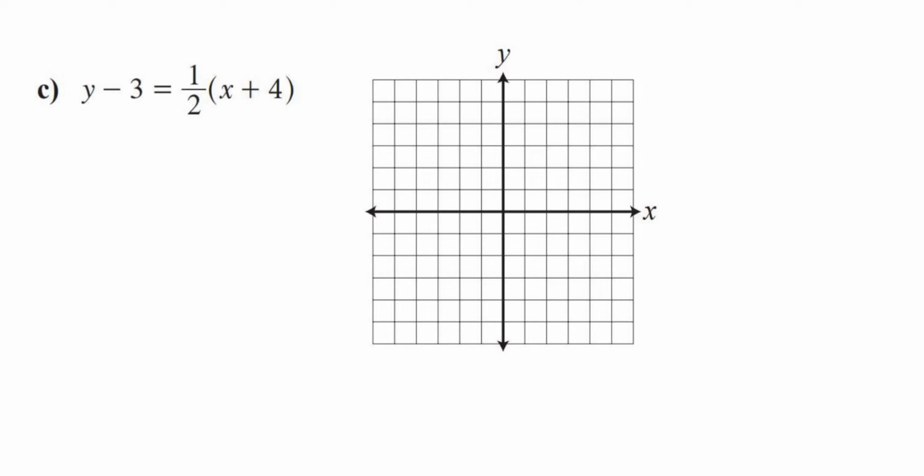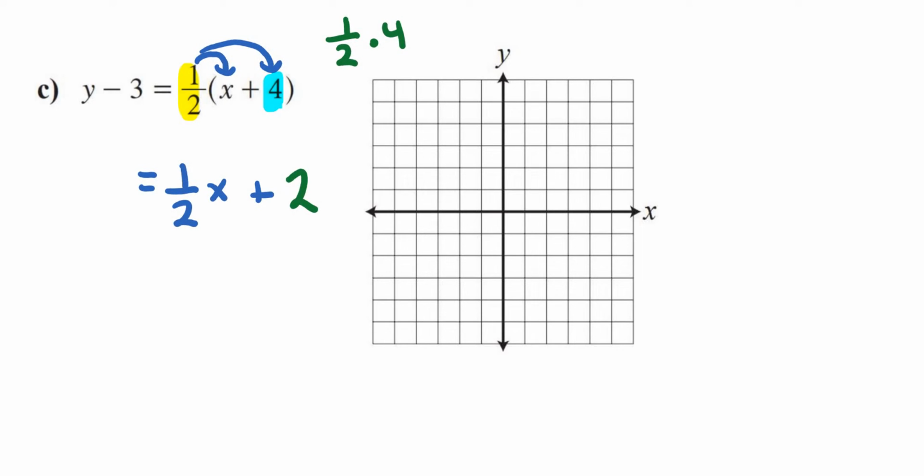And for letter C, I'm given the point-slope form now, and I need to graph this by changing this into y equals mx plus b. So let's go ahead and distribute this 1/2. If I distribute the 1/2, I get 1/2 x plus. Now think about this. I have 1/2 times 4. So 1/2 times 4 is going to be 2, right? So 1/2 x plus 2.